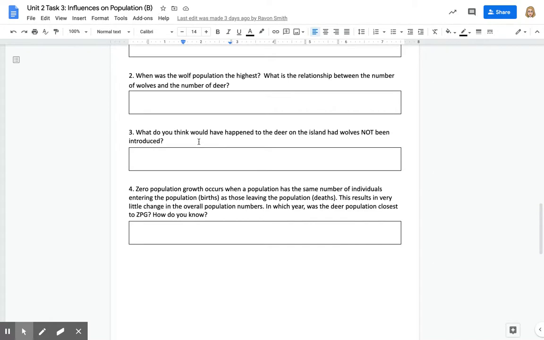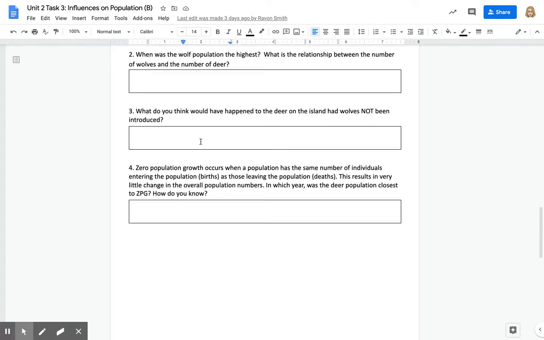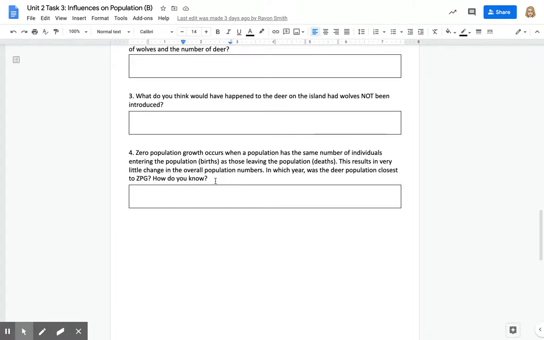Then you're going to think about what would have happened if the wolves hadn't been introduced to the island. What would the deer have done? Then you're going to talk about zero population growth, which is when the population births, so how many new deer, is equal to the deaths.